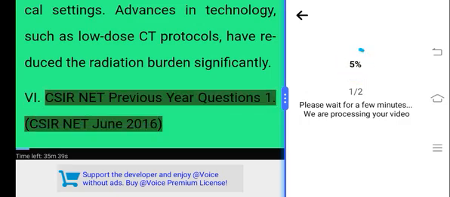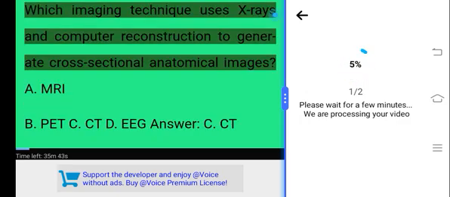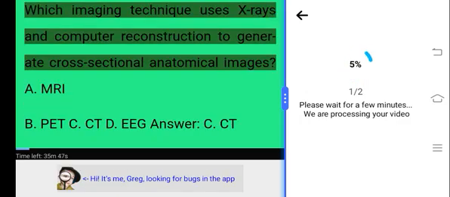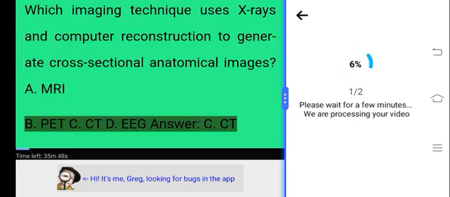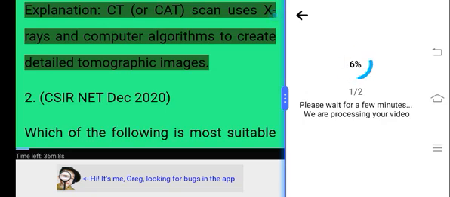B. CSIR-NET Previous Year Questions. 1. CSIR-NET June 2016. Which imaging technique uses X-rays and computer reconstruction to generate cross-sectional anatomical images? A. MRI. B. PET. C. CT. Answer. C. CT. Explanation. CT or CAT scan uses X-rays and computer algorithms to create detailed tomographic images.